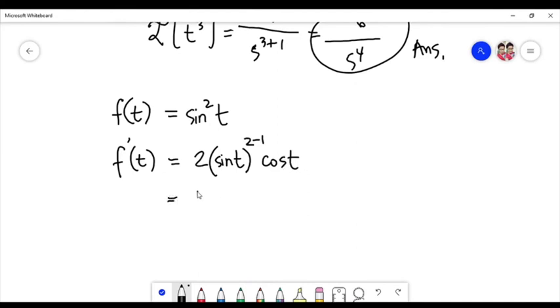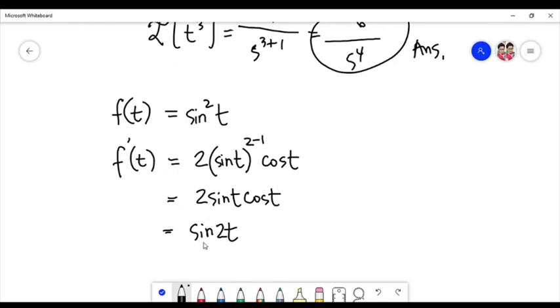If we simplify this, we have 2 sine of t cosine of t, and then if we use the double angle identity, this is equal to sine of 2t. Okay, so we can still proceed with the second derivative. But again, we look at the highest derivative. If we can evaluate the highest derivative already with the fundamental formulas of Laplace transforms, then we can just stop now with the derivation.